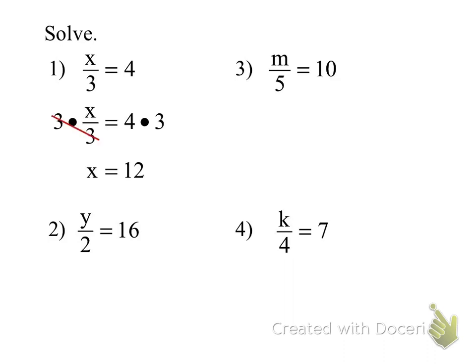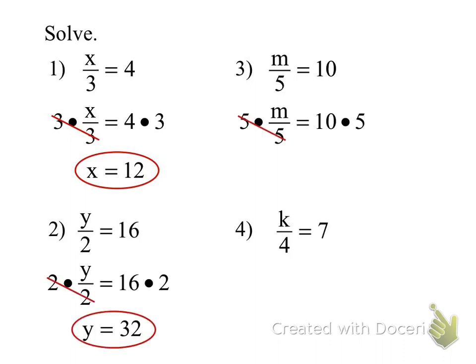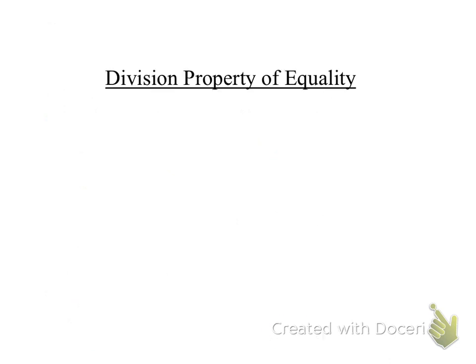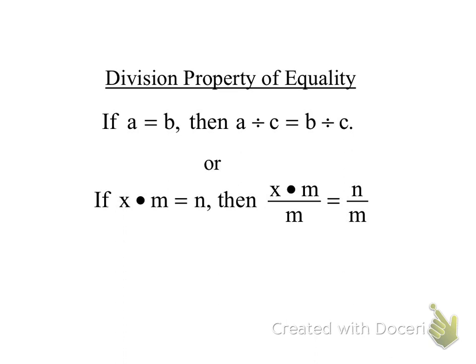And now I'm left with m is equal to 50. Any questions? All right, so let's go on to division property of equality. If A equals B, and I divide both sides by C, it can start something like this. If x times m equals n, we can divide both sides by m.